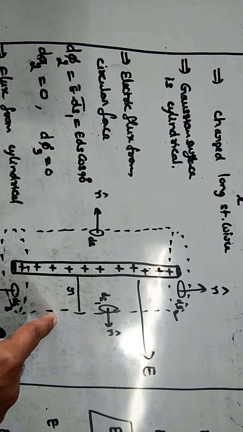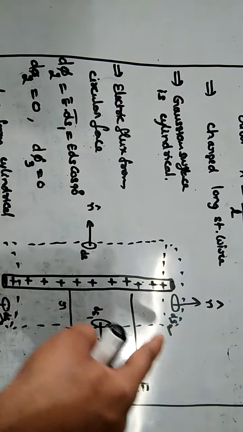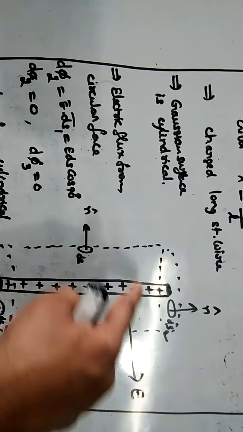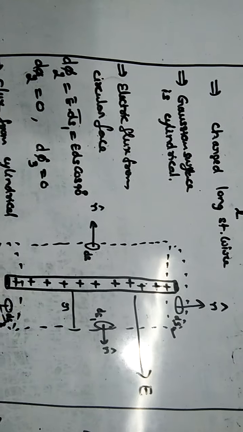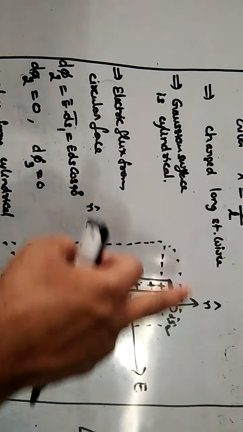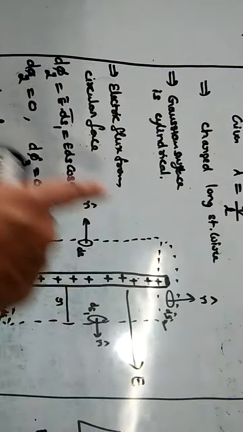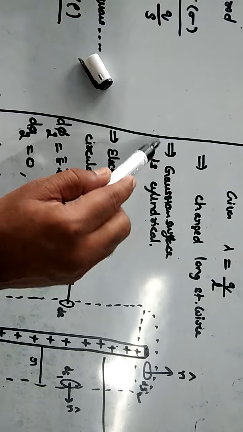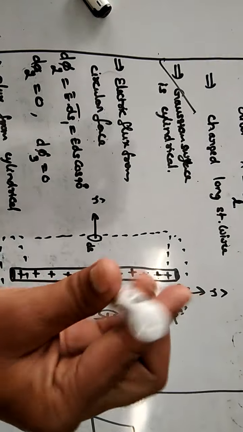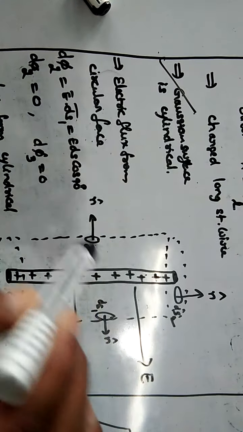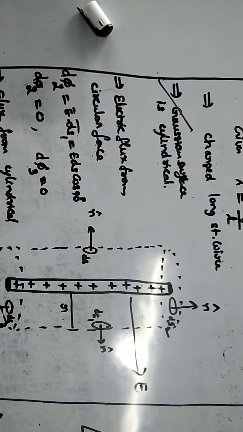And the Gaussian surface must be symmetric, closed. This is the charged body. Around this three-dimensional closed surface, and if you see, this is the charged wire. So the three-dimensional closed surface, what is the shape? Can you guess? It is nothing but cylindrical shape. This sentence is important: Gaussian surface is cylindrical. Again I am saying, imagine this is the charged body. So three-dimensional shape, closed shape, so it will be cylindrical shape.